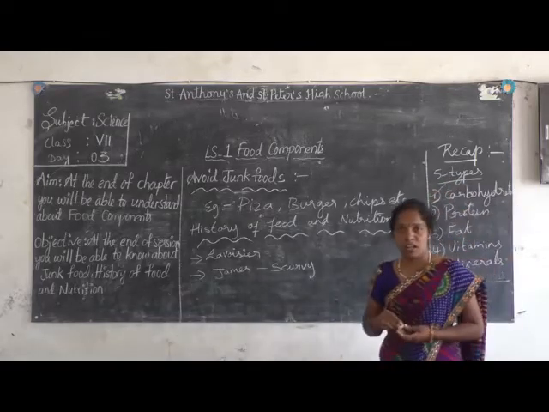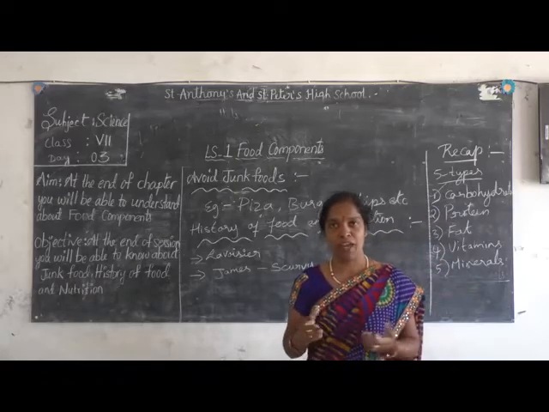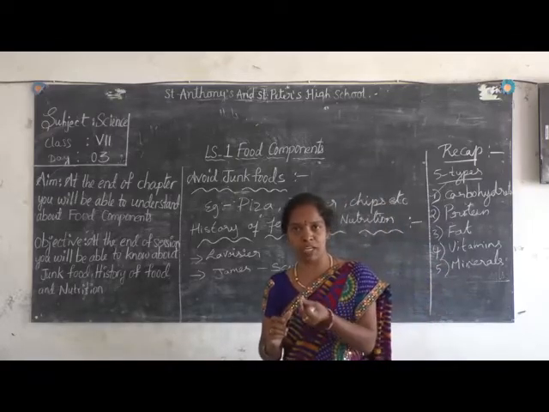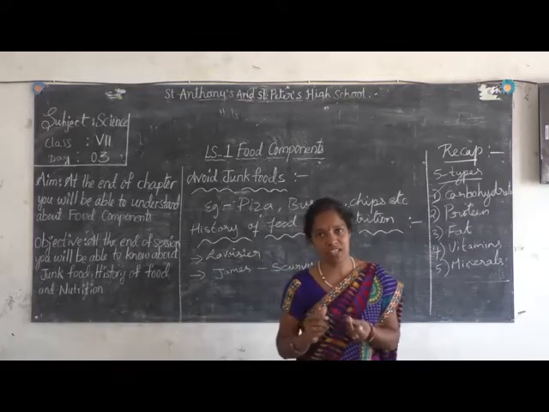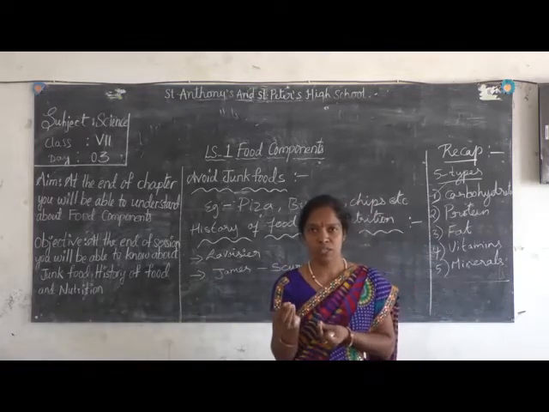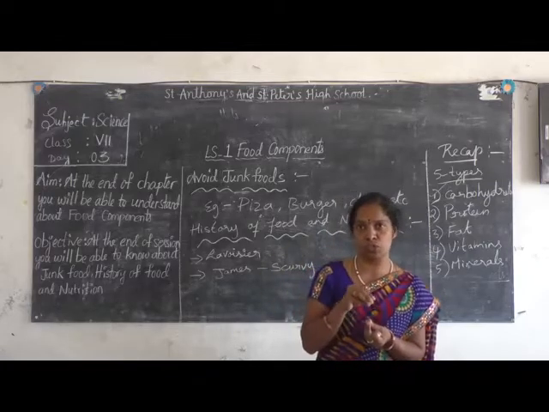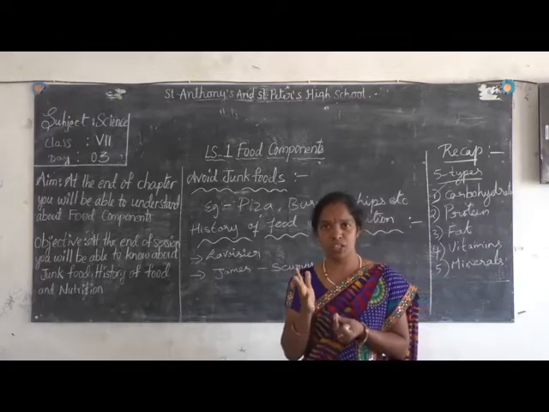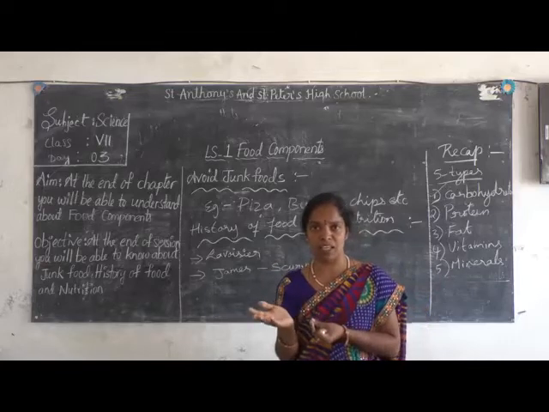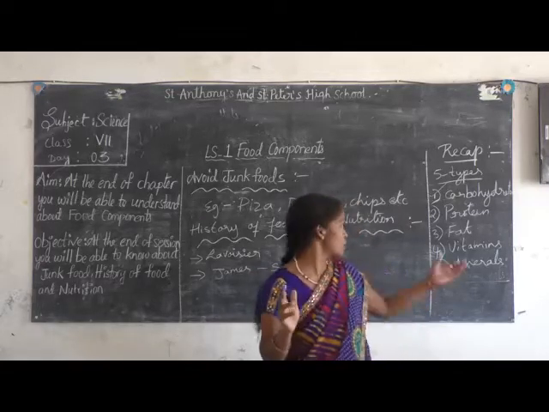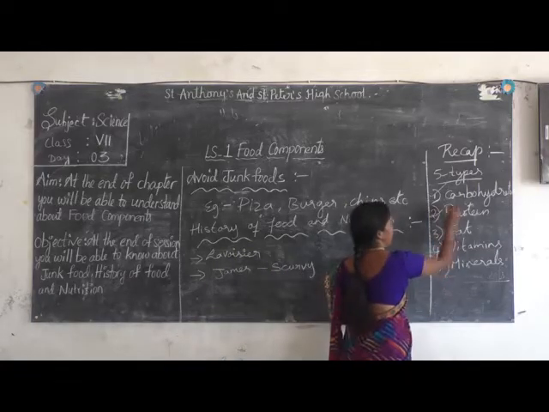How to do the carbohydrate test? We have to take the iodine solution and food sample. With these two we can confirm the presence of starch. First we have to take a small quantity of a food sample in a test tube and add iodine solution into that. If the food turns dark blue or black in color, then it indicates the presence of starch.